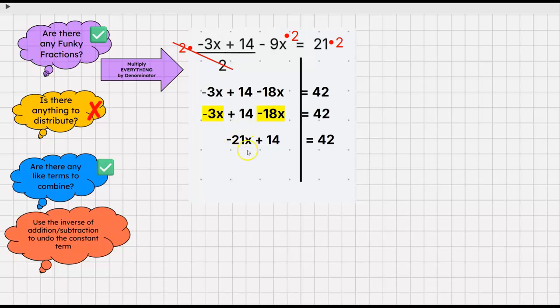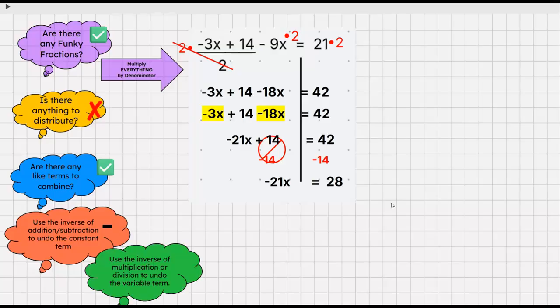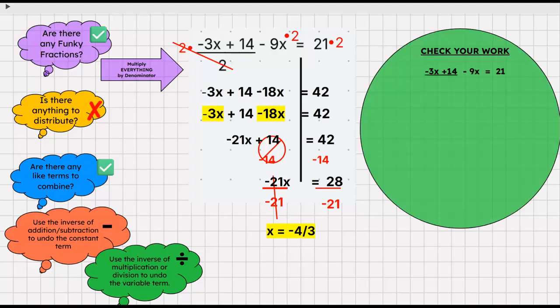And we have a negative 21x plus 14, and we need to get rid of that constant. So it's a positive 14, so we're going to minus 14 from both sides. When we minus 14 from both sides, we are left with negative 21x equals 28. This is going to be one of those ugly ones, but we're going to use the inverse of multiplication, or division, to undo. So we have a coefficient here. Coefficients mean to multiply. So we're going to divide both sides by negative 21. When we divide both sides by negative 21, we get that x is equal to negative 4 over 3. Another ugly solution, but we're going to check this work anyway.